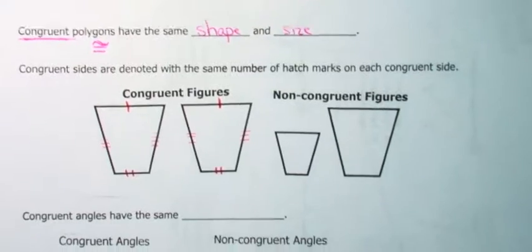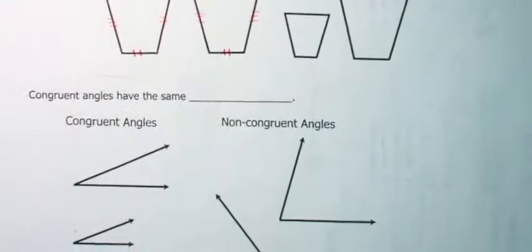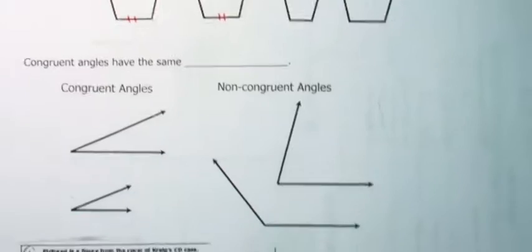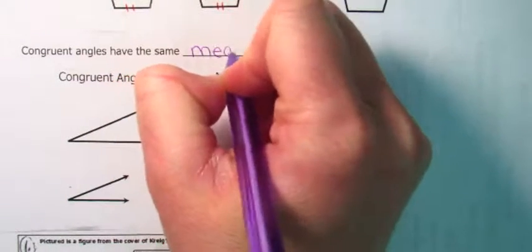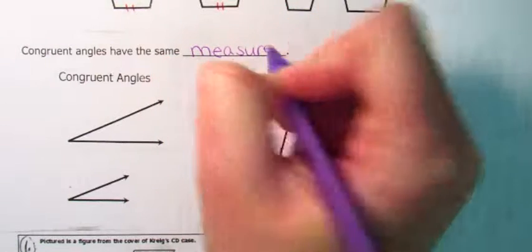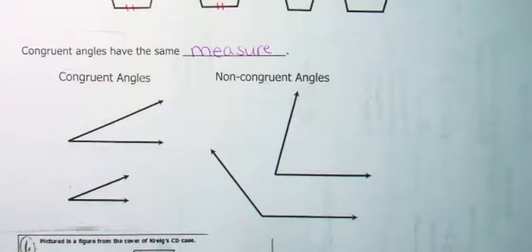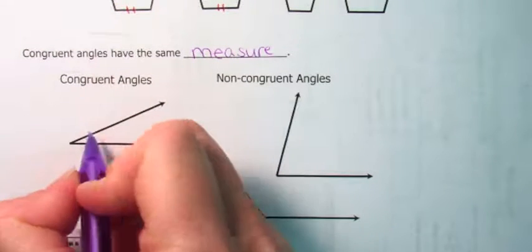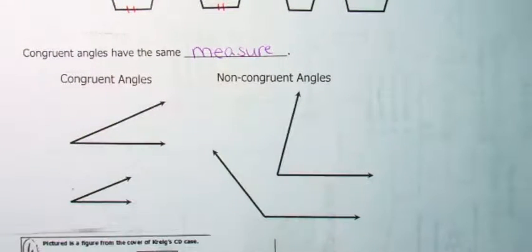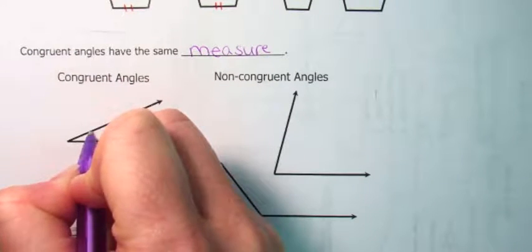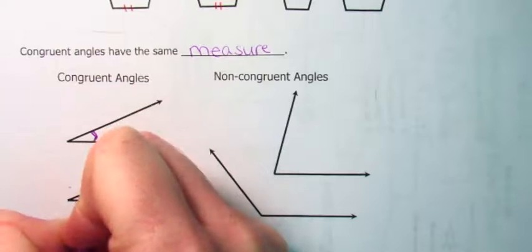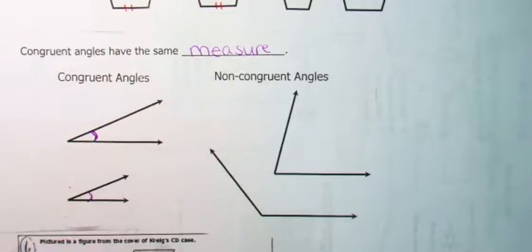But we did not only deal with congruent figures, we also have to look at congruent angles. And congruent angles have the same measure. Even though this may look a lot smaller than that one, if we actually got out our protractor, we would see that they are the same. And so to denote that angles are the same, we put a little curved line. So we put one curved line in each of these to show that they are the same measure.